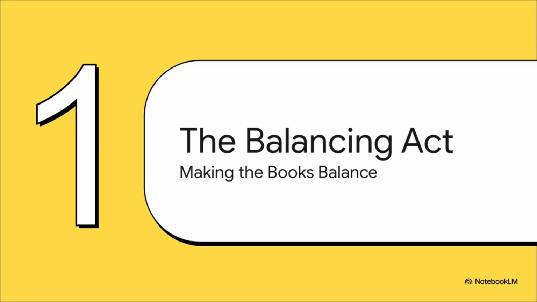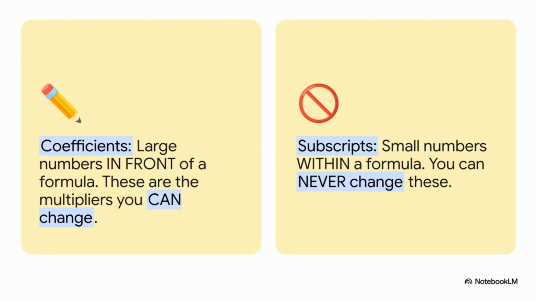All right, so it's time for us to become cosmic accountants. In this section, we're going to fix our broken receipt. We're going to learn the simple, systematic way to make sure that universal law is always satisfied. First things first, we need to know the tools of the trade. We've got coefficients. Those are the big numbers we can write in front of a molecule. Think of them as multipliers. They tell us how many of that molecule we're working with.